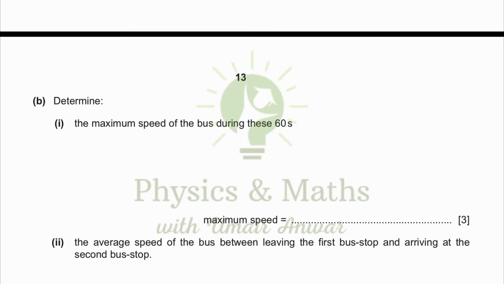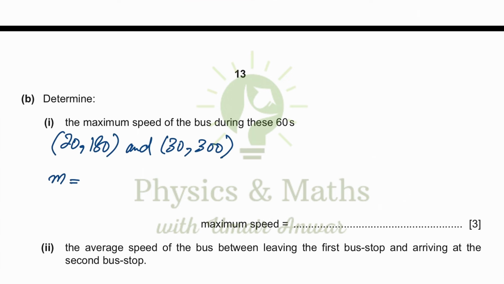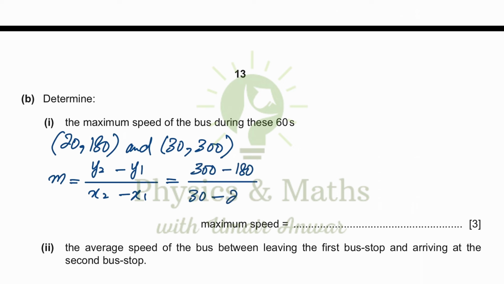So I'm noting it down here. Now m, or the gradient, is equal to y2 minus y1 upon x2 minus x1. So this would become 300 minus 180 divided by 30 minus 20. It is 120 upon 10. Answer is 12 meters per second. So the maximum speed that the bus obtained was 12 meters per second.